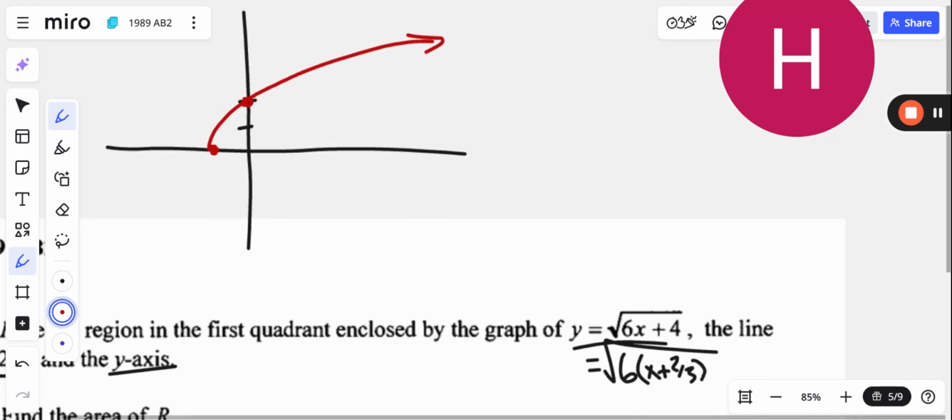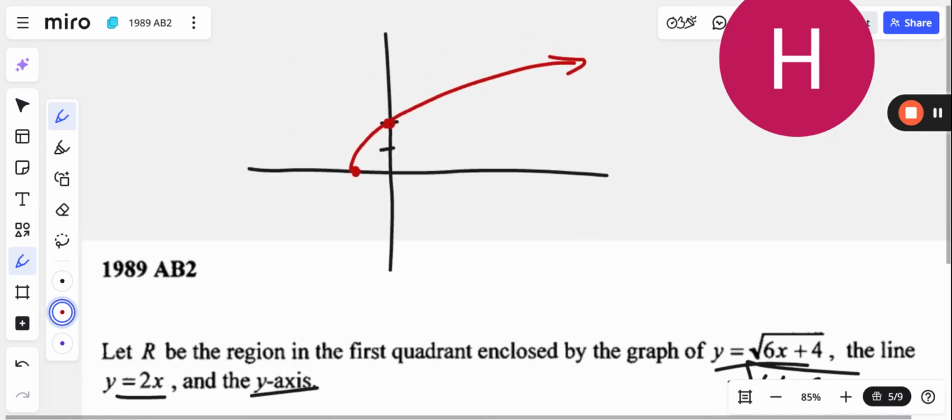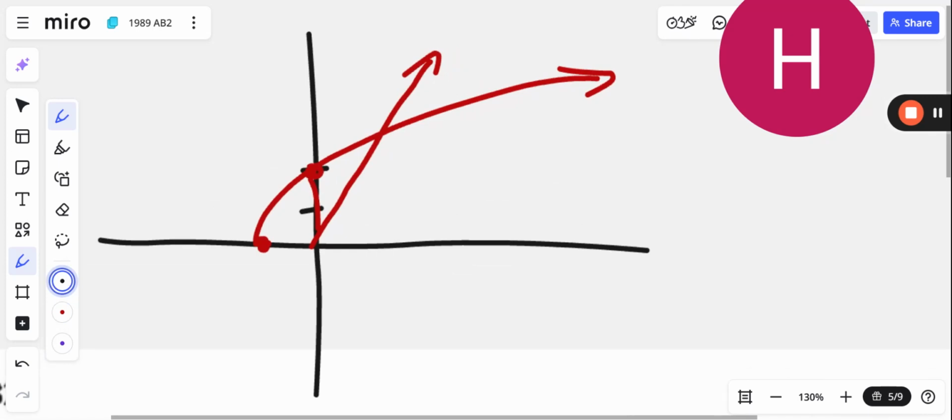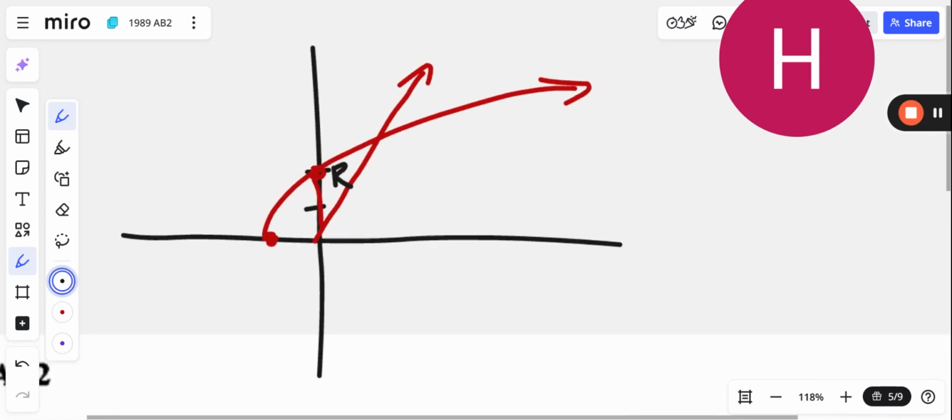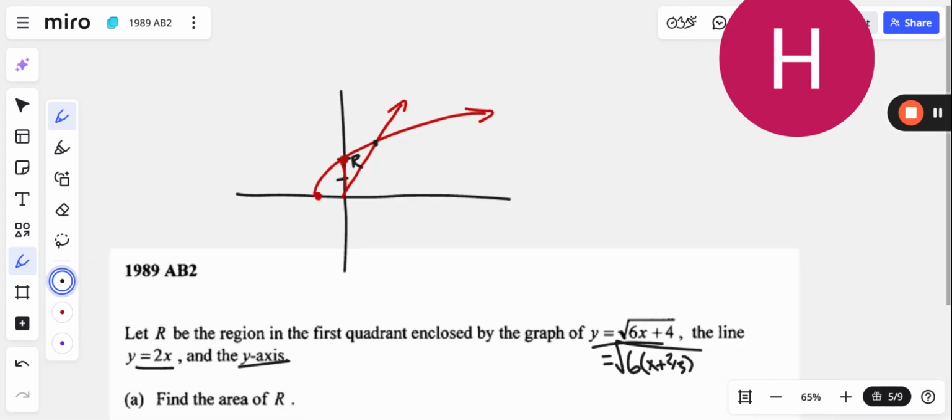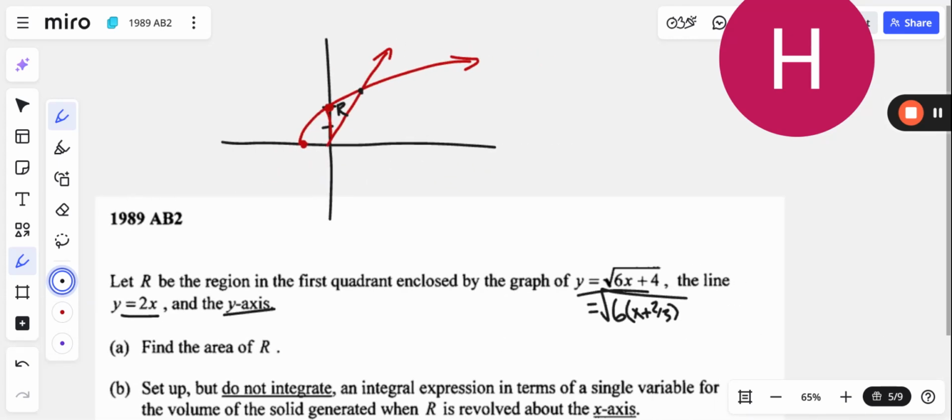And then we're going to have the line y equals 2x as a boundary as well. Like that. And the y-axis is also a boundary. So you can see that the region is only this part in the first quadrant. Okay? And there's some kind of intersection point which we can find. So that's what I advise for setting up your visualization. If you have it crystal clear in your head, you don't have to use the time.